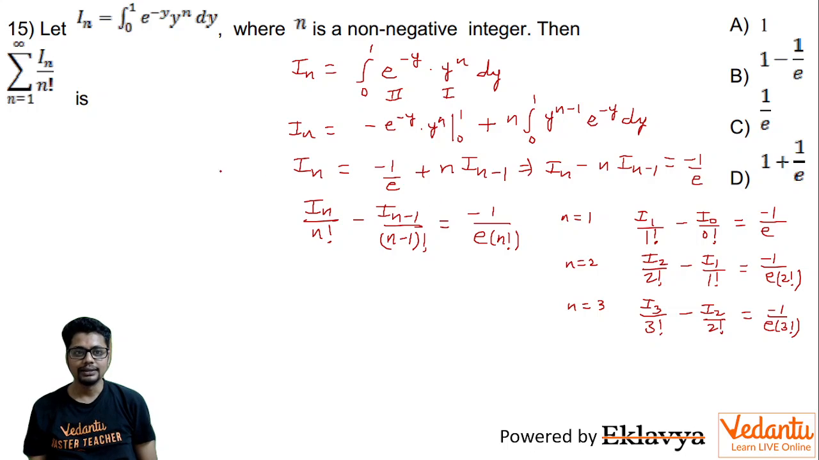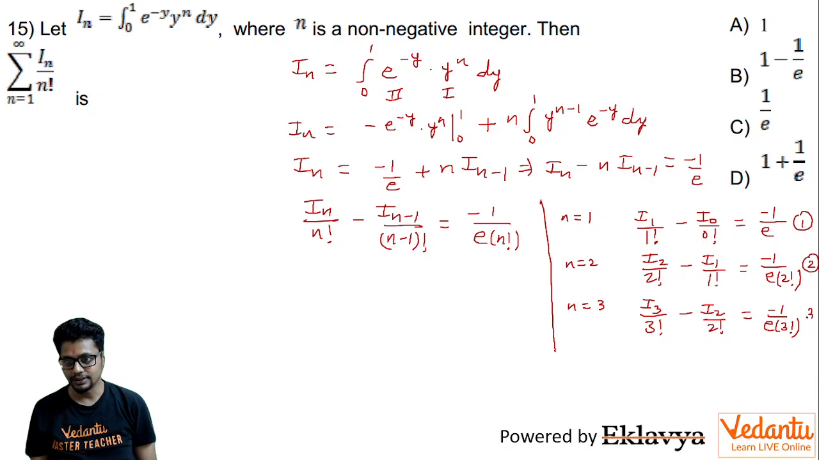What we want is the sum from n equal to 1 to infinity of I_n by n factorial. We can get I_n by n factorial in terms of minus 1 by e, minus 1 by e divided by 2 factorial, and so on and so forth. But if we can directly get the sum of I_n by n factorial, that would be great. So let me say this to be equation 1, this to be equation 2, and this to be equation 3. If I proceed, you can keep on increasing the value of n like this, and we can keep getting the equations.